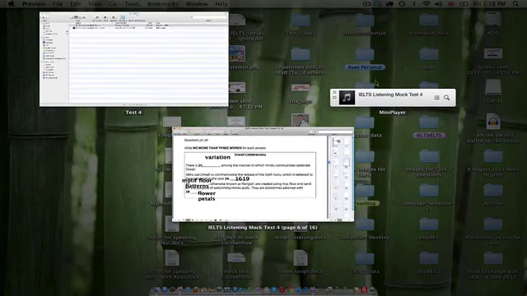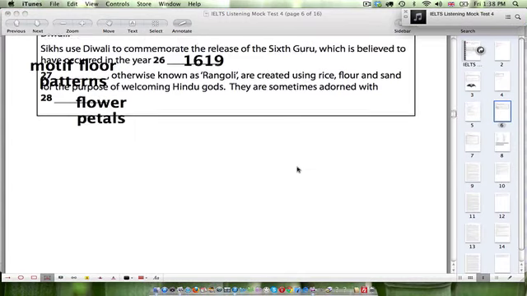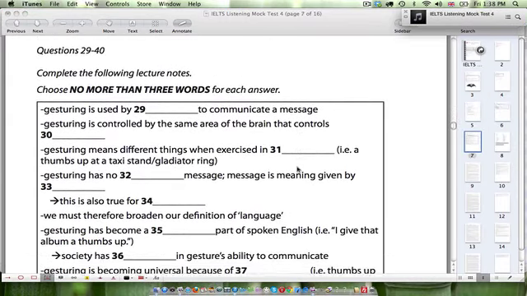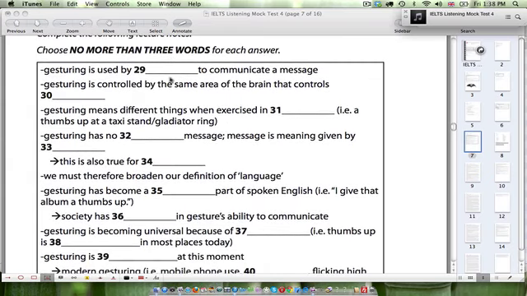Let's continue. Section 3. You now have half a minute to check your answers. So once again, we're going to preview the next section. Okay, complete, choose no more than 3 words.